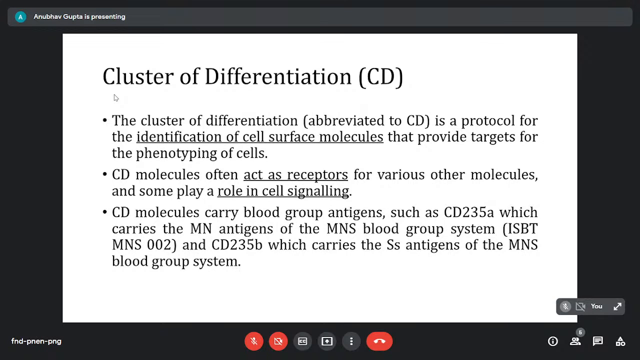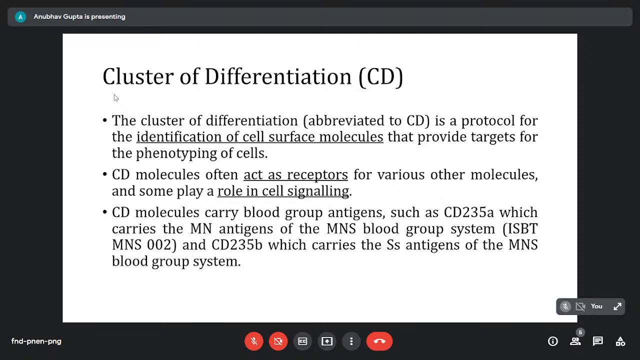And lastly, the CD molecules carry the blood group antigens, like the MN blood group system. The MN antibody in about 50% of cases is IgM, and in 50% of cases it is IgG. It activates the complement, so it carries the antigens. The MNS blood group system has 4 antigens: M, N, S and s. These antigens were identified, and they act as receptors and signaling molecules for the system.